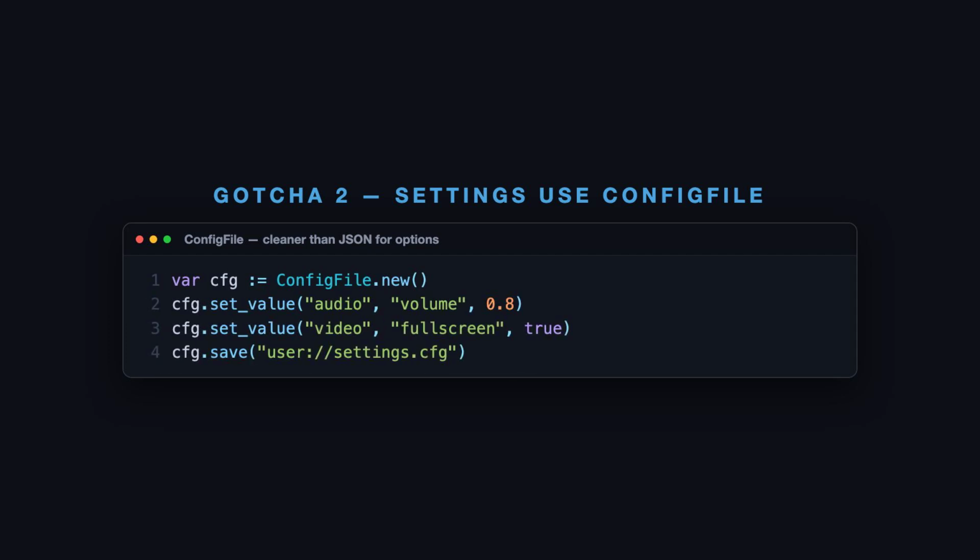Second, settings don't have to be JSON. For volume, resolution, key bindings, Godot ships a class called ConfigFile that reads and writes a clean, ini-style file. Set a value under a section, call save to the user path, and you get a tidy settings file for free. Use JSON for game progress, ConfigFile for options.